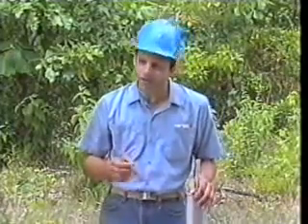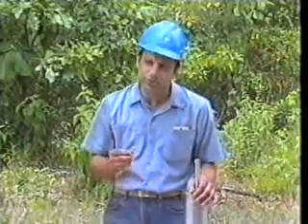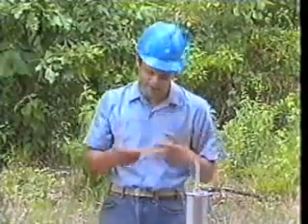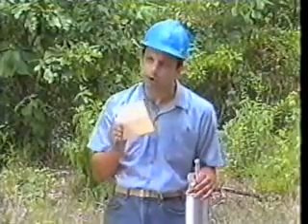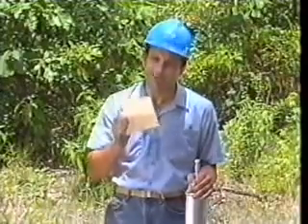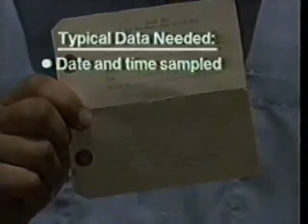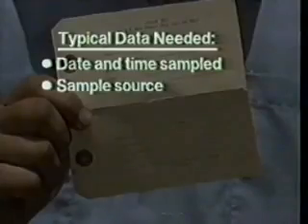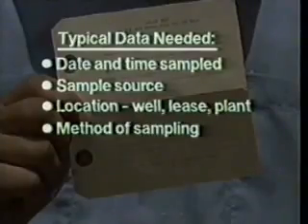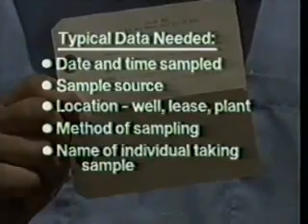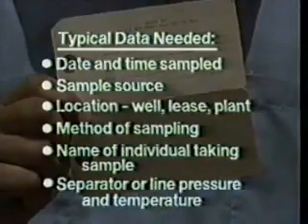One final point before we discuss natural gas sampling methods concerns identification. All samples must be identified and tagged. This information is needed before a sample can be handled in the lab. These sample tags should include certain basic information along with any special instructions or remarks which may help lab personnel to properly handle and analyze the sample. Some of the typical data needed are date and time sampled, sample source, location, well, lease, plant, method of sampling, name of the individual taking the sample, separator or line pressure and temperature.